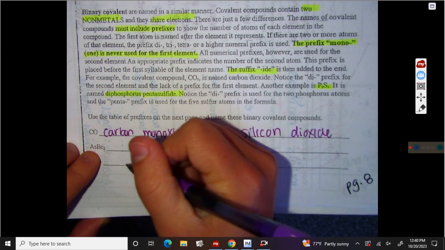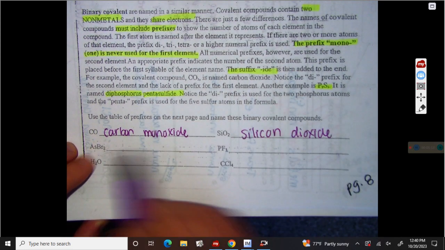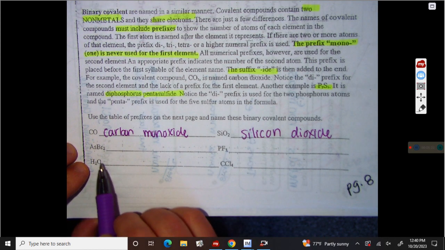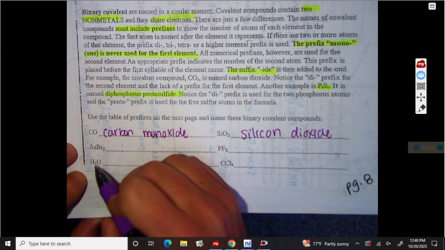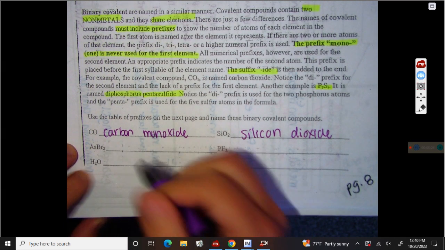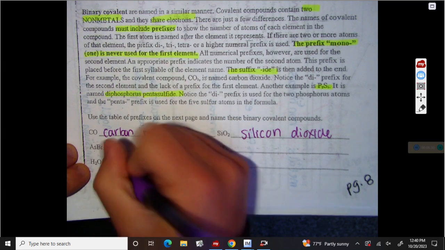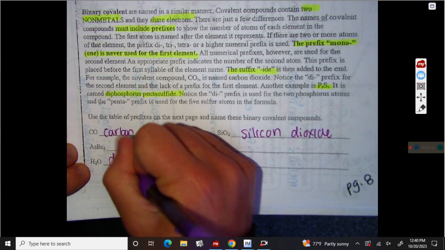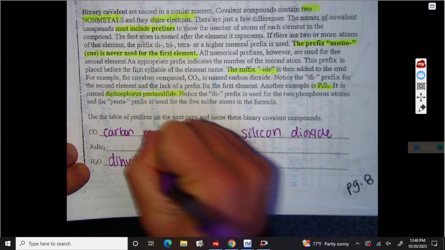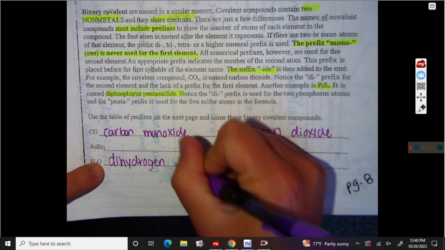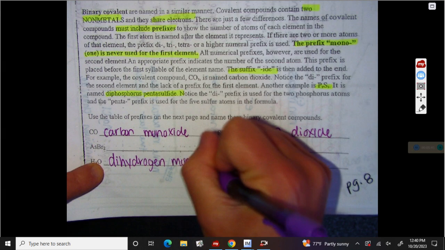All right. Now, I want you to name the rest of these. I do want to name one right here where it's got a 2 in the first spot. There is a 2 here for hydrogen. The only reason we haven't put a prefix in the earlier ones is because there's only 1 in the first spot. There's 2 here, so I'm going to call this dihydrogen. Remember, no mono on the first element. There's only 1 oxygen, so monoxide.